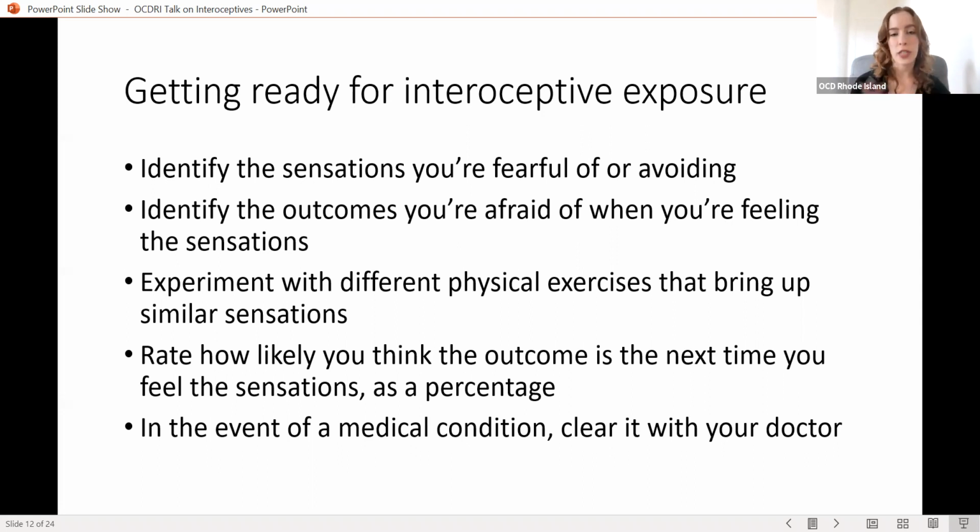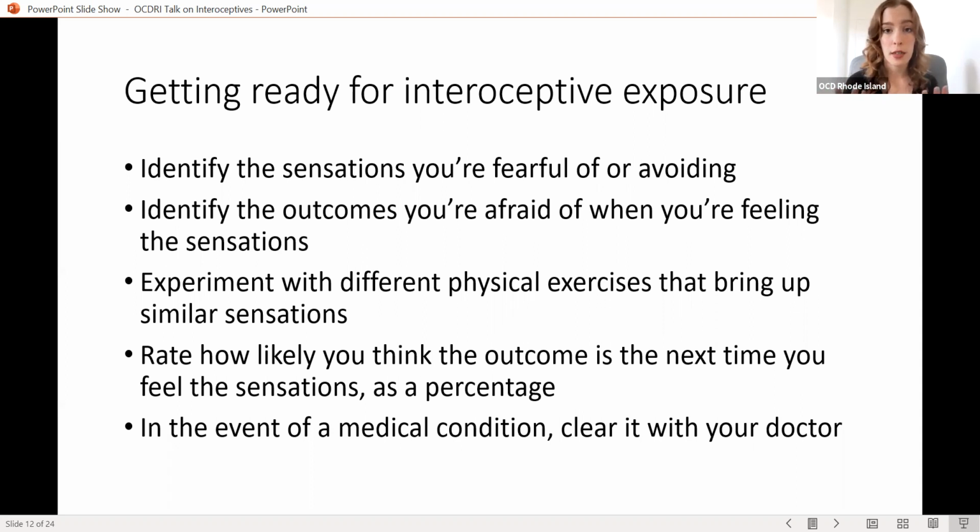This is where interpretations come in. So does dizziness make you feel like you're going crazy? Does racing heart make you feel like you're having a heart attack, and so forth? Then we would go through a number of test exercises to see if we could come up with a physical exercise that would bring on those sensations that feel really similar to the way that you feel when you're anxious or emotional. So we would want to basically trigger the feeling that you're trying to get away from on purpose.